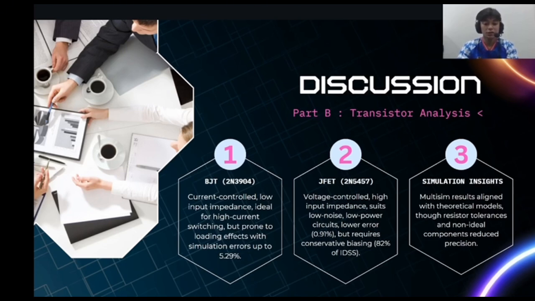About JFET 2N5457, in contrast, this is voltage controlled with high input impedance. It works well in low noise, low power circuits with much lower error, just 0.91%, but it needs conservative biasing. In simulation using Multisim, we observe that real world factors like resistor tolerance can reduce precision. However, results were still closely aligned with theoretical models, giving us valuable insight into practical circuit design.